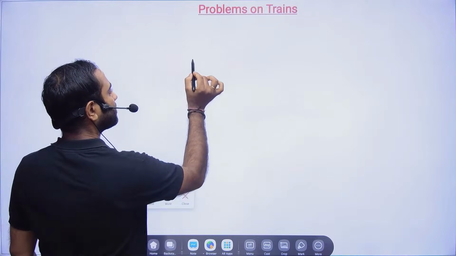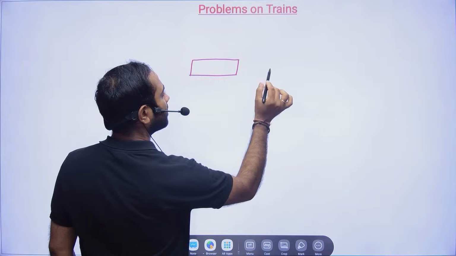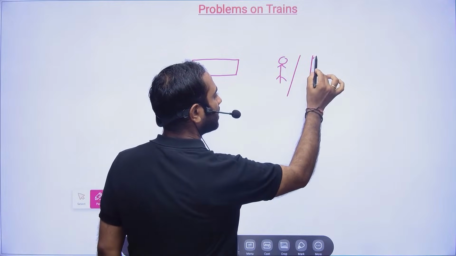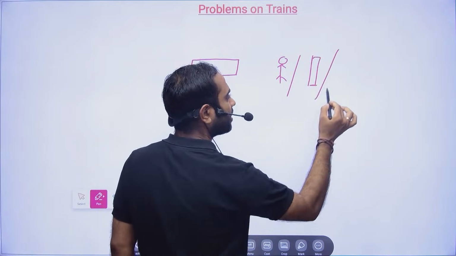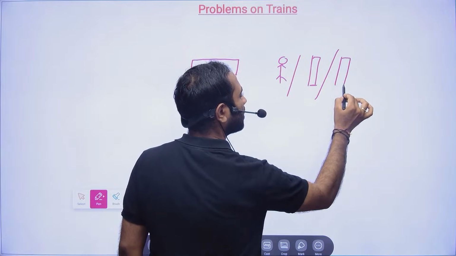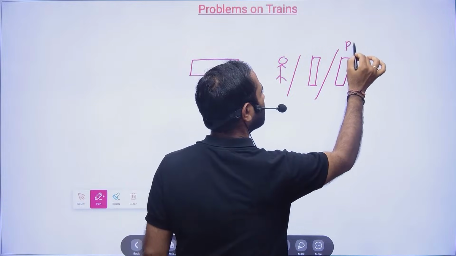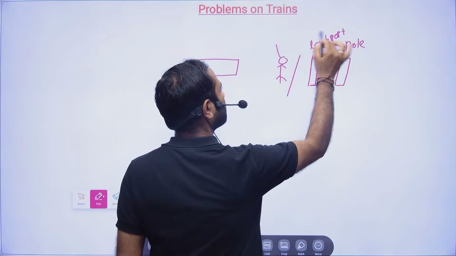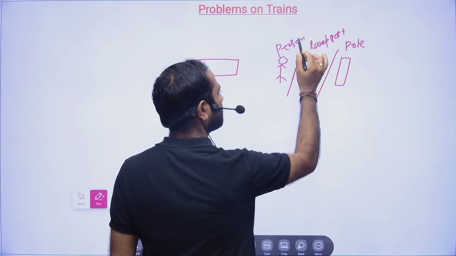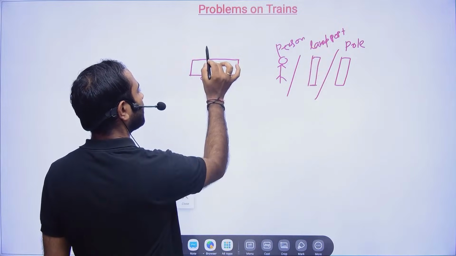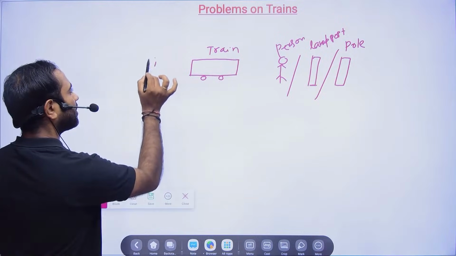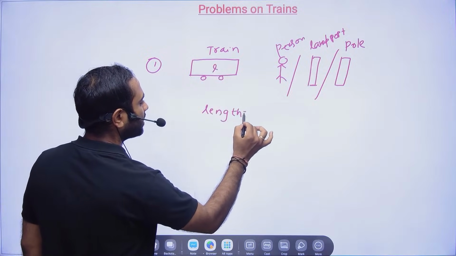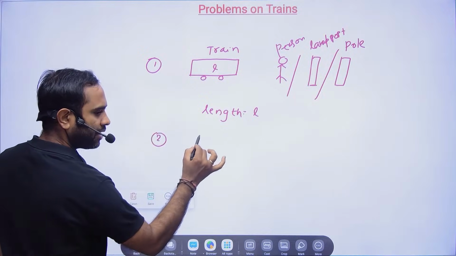Okay, so friends, with trains, what you have to keep in mind: if a train crosses a person, or a lamp post, or suppose a pole, in all three cases the length of the train, the total distance, will be equal to L, the length of the train.